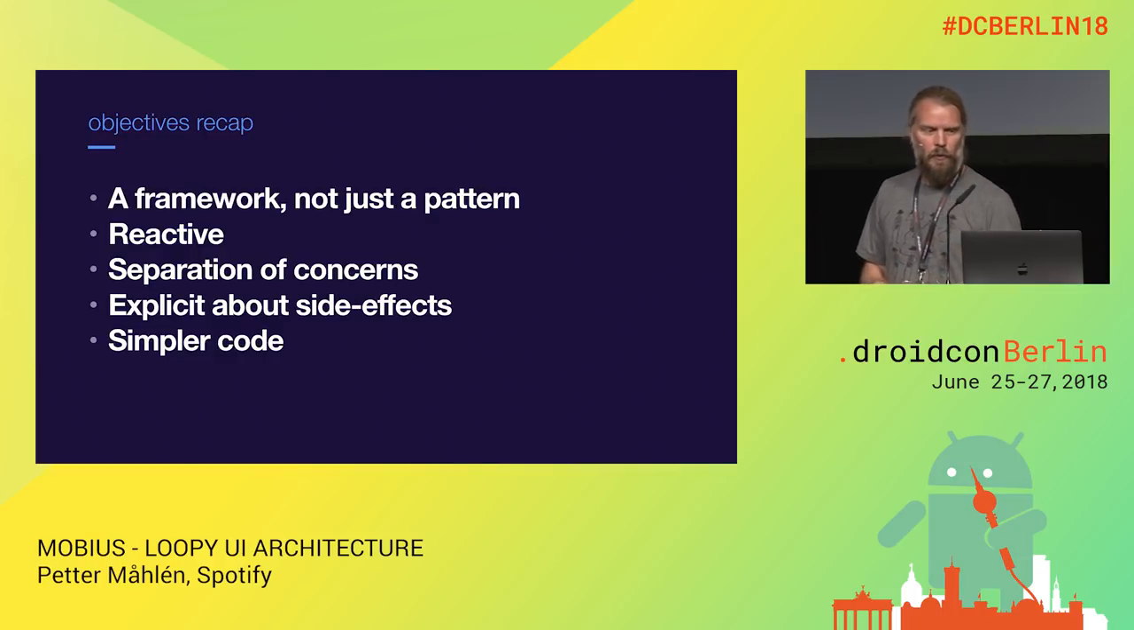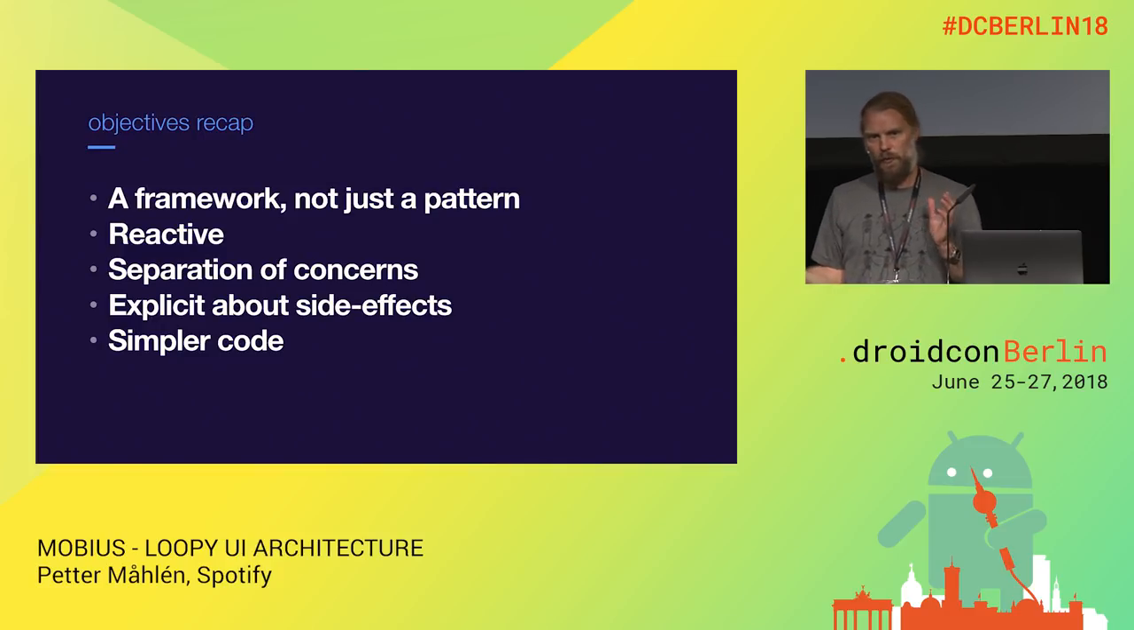Cool. So looking at the objectives we had for Mobius, we wanted to have a framework and not just a pattern. We have that. It's reactive. Everything is asynchronous. There is no ordering anywhere. The only thing you know is that your events are going to be processed in sequence. You don't know in which order they're going to get passed in, and you don't know in which order effects are going to be handled, because that's actually what the world looks like. So it's good to just embrace it.